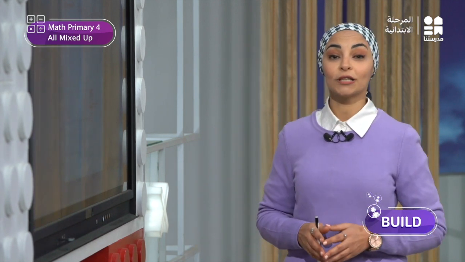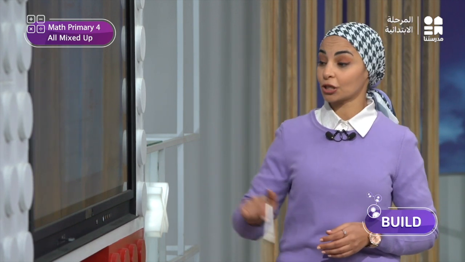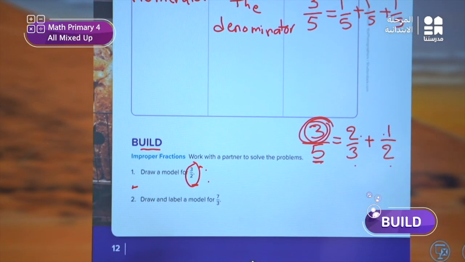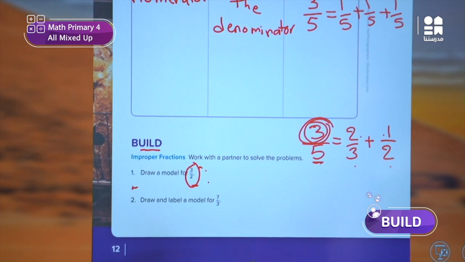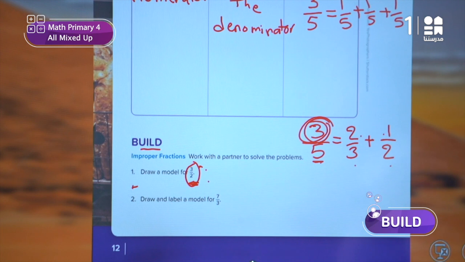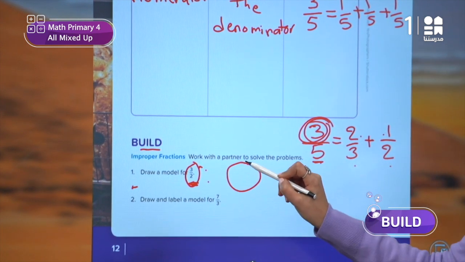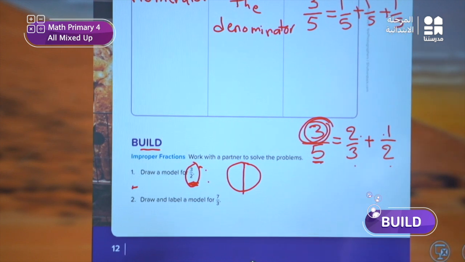Now let's draw a model to represent the improper fraction which is 3/2. Now you can draw a circle and divide it into 2 equal parts. ليه 2؟ عشان الدينومينيتور بتاعي 2. احنا اتفقنا الدينومينيتور is the whole parts. يبقى أنا هعمل circle كده and I will divide it into 2 equal parts.